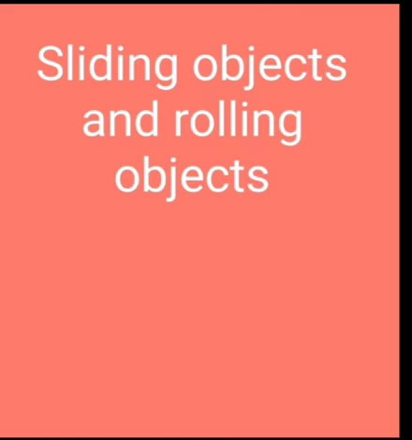Now students, first of all we need to understand which objects slide and which objects or things roll. So the objects or things which have a flat surface, they slide, and the objects or things which have a round surface, they roll. Now students, let us study this with a few examples.